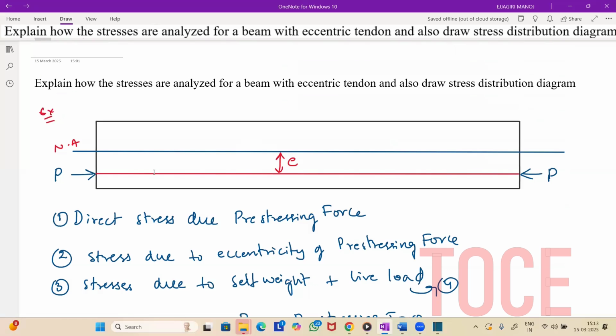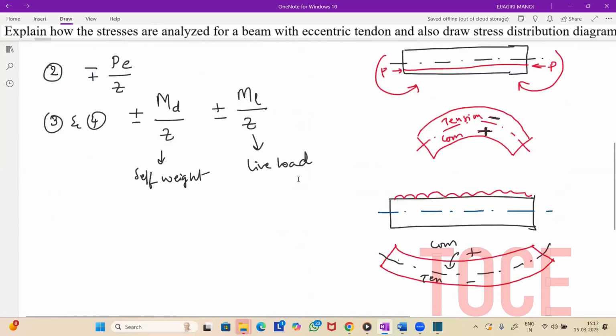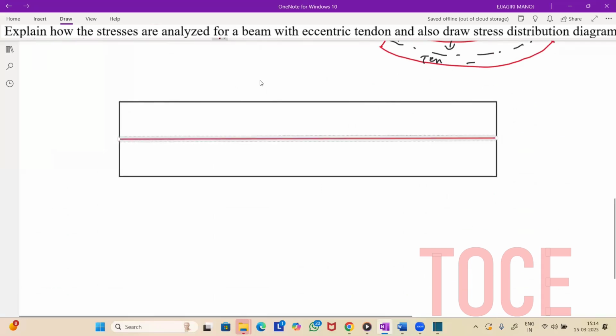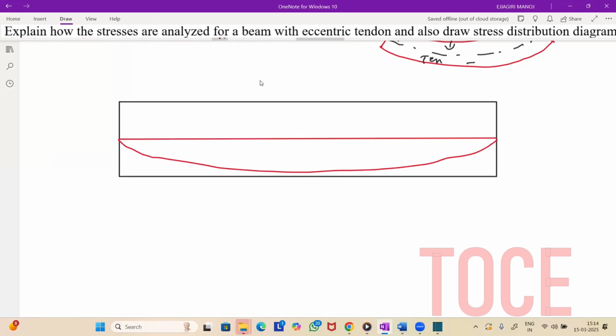Okay, in case the tendon is not straight but parabolic, something like this. Let me draw here. So this is my neutral axis, and my tendon is something like this. So it is a parabolic tendon. Okay, so this is my tendon, and it is having a parabolic profile.